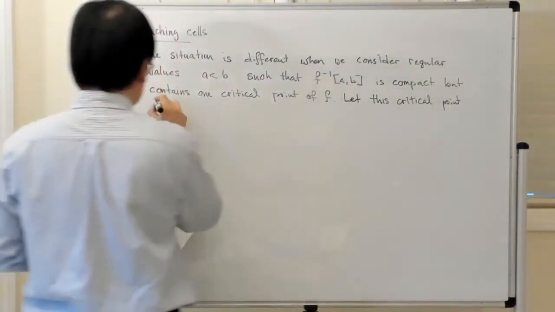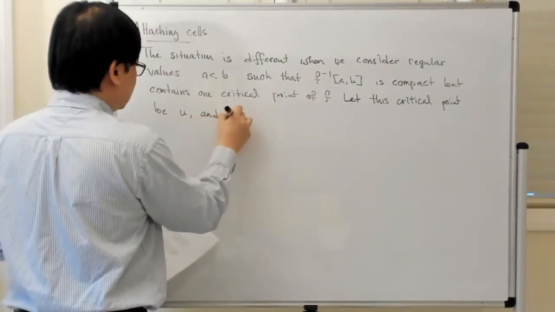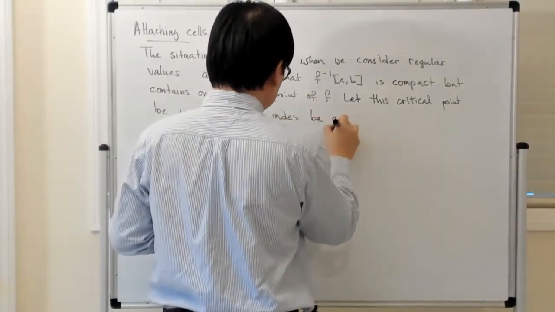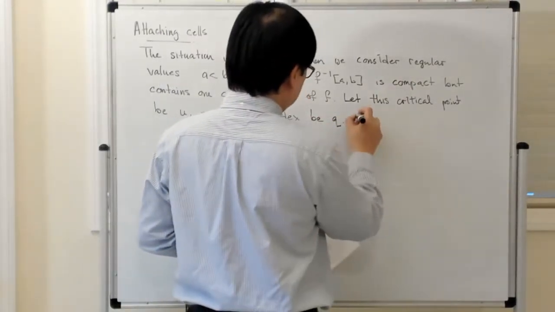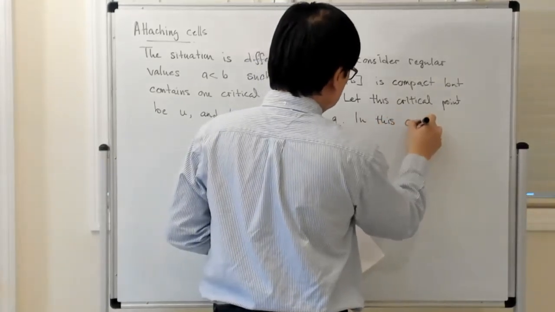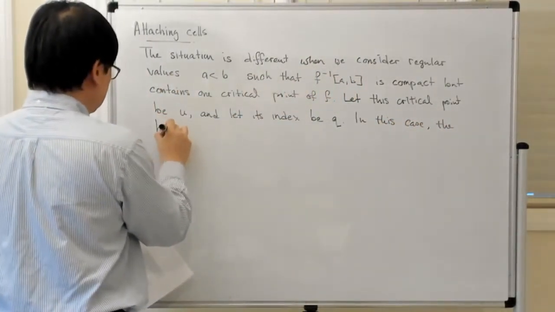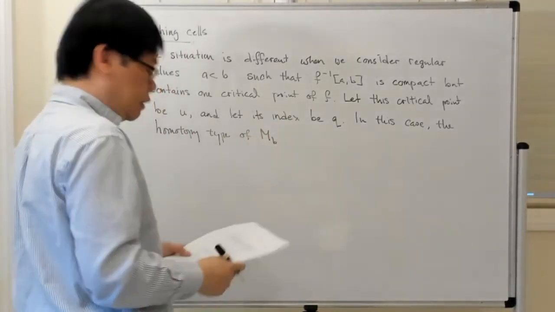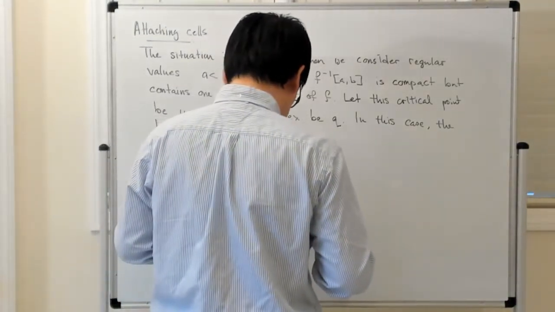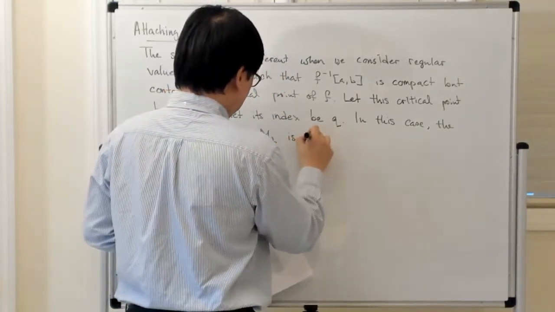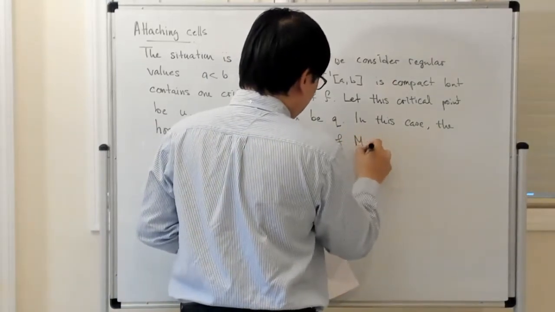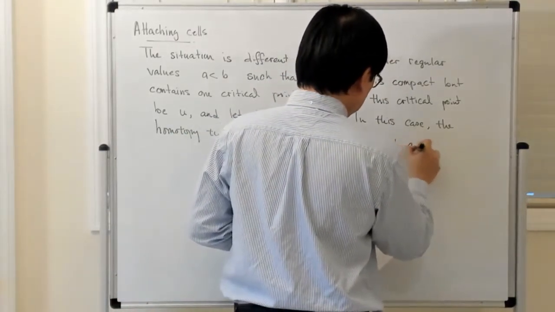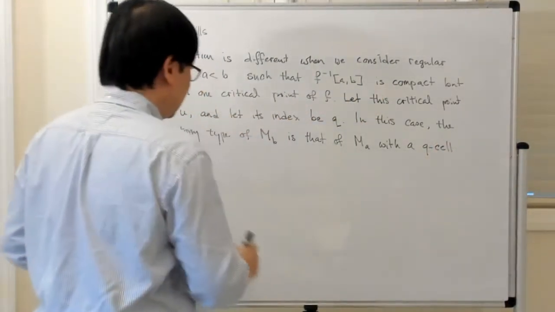Okay, so let this critical point be U, and let its index be Q. Then the claim is that in this case, the homotopy type of the sublevel set associated with B is that of MA, which is the earlier sublevel set, with a Q cell attached along its boundary.